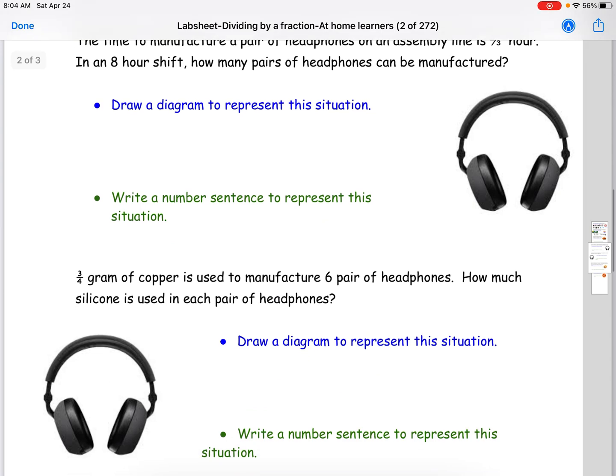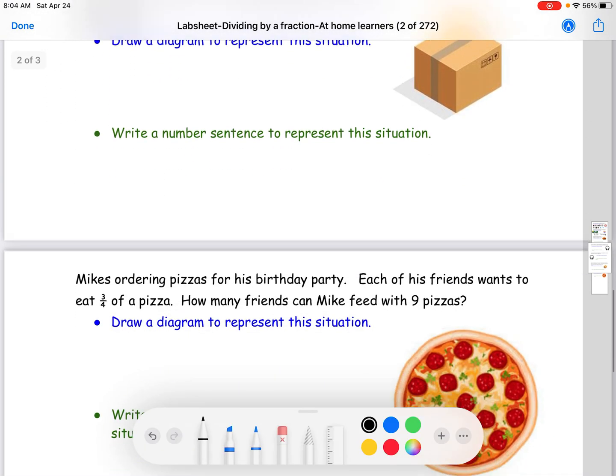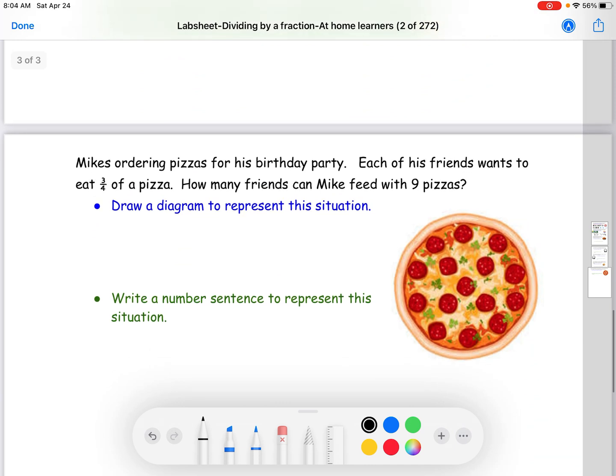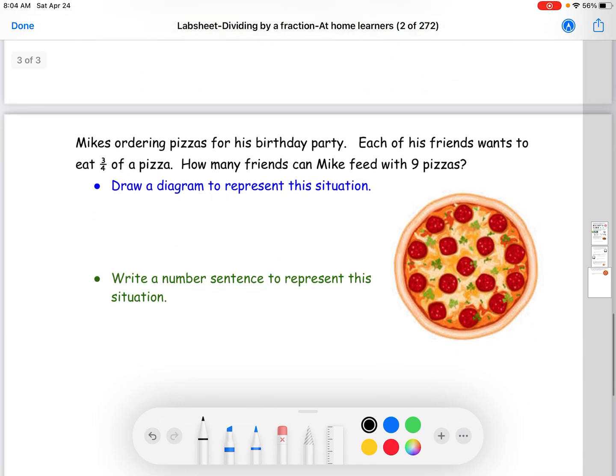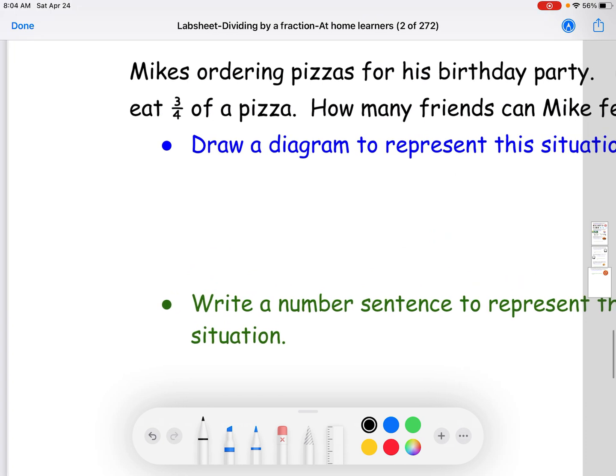All right, last one I think I'm going to do today. I was just going to try something a little different on this one. Let's try this last one, this pizza problem here. Okay, so we have 9 pizzas, and each friend wants to eat 3/4 of a pizza, right? So we have those 9 pizzas. Let's draw those 9 pizzas here.